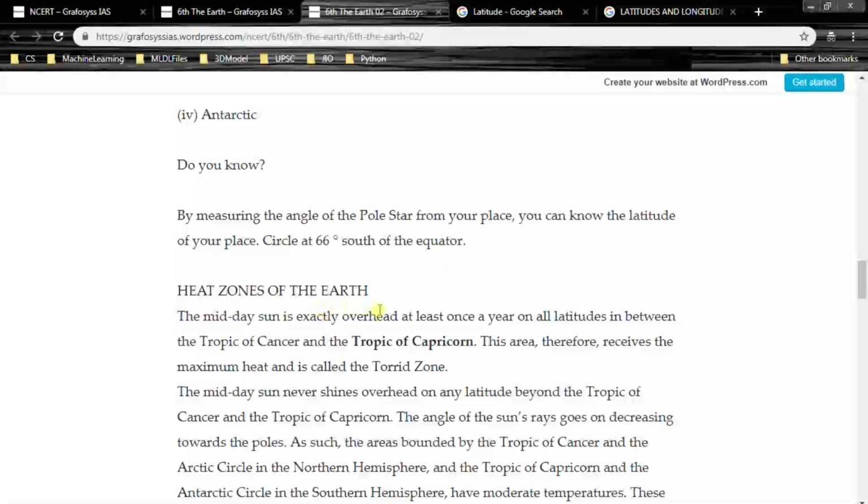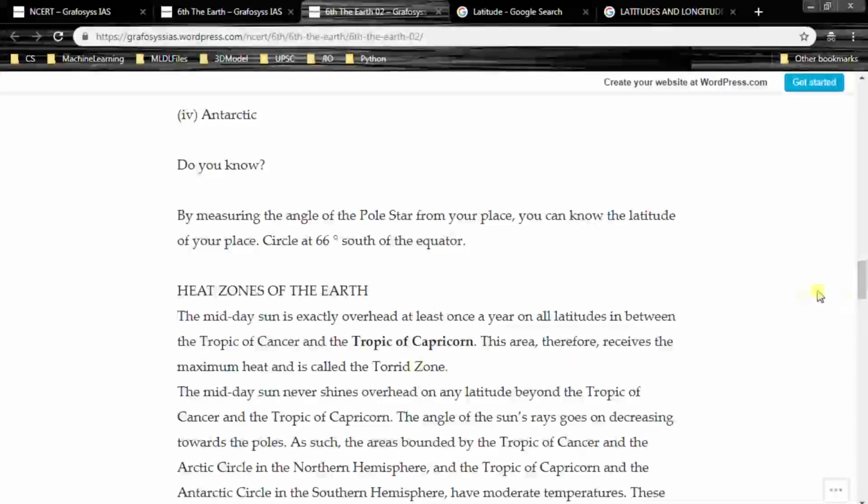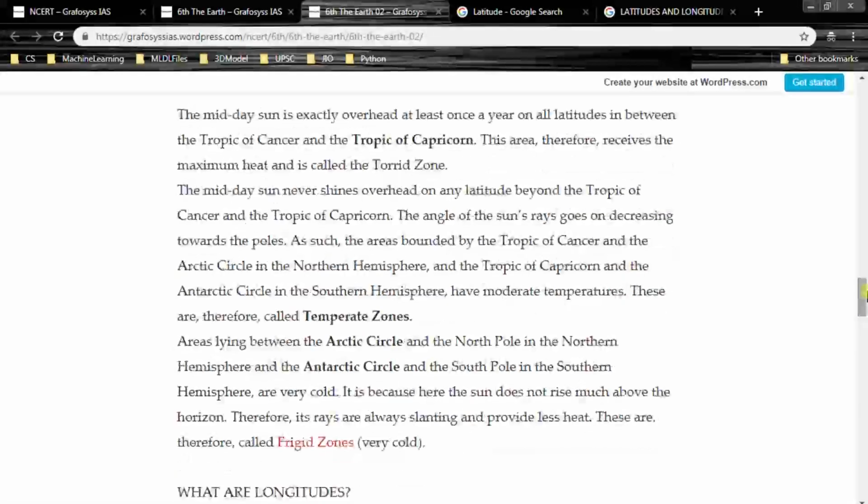Heat zones of the Earth. The midday sun is exactly overhead at least once a year on all latitudes in between the Tropic of Cancer and the Tropic of Capricorn. This area therefore receives the maximum heat and is called the torrid zone. So you have to remember this.